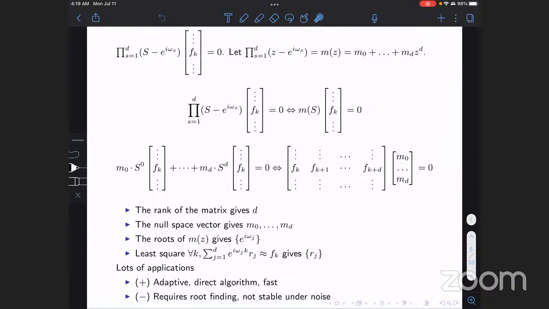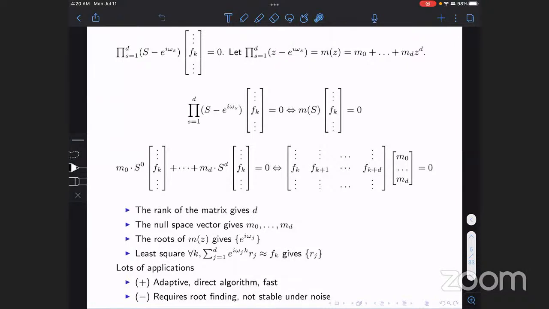The first column is all these values of f at the integer values. Then we shift them one slot upwards and put in the second column, and so on and so forth. At the end, we shift by d slots and put in the last column. And this multiplies the d plus one dimensional vector m0 to md, which is equal to 0.